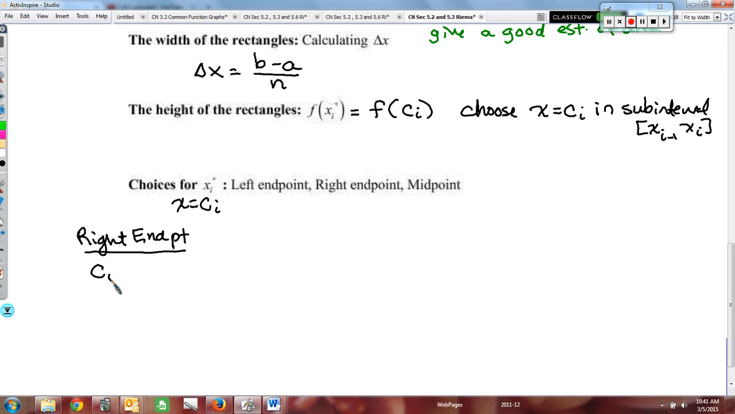Well, c sub 1 is going to be your A plus you went over one width, right? If I want to get the second one, I need to go over another width from c1. So I end up going over 2 widths from A. To get the third one, you would go A plus 3 of these widths, all the way up until you get to c sub n.